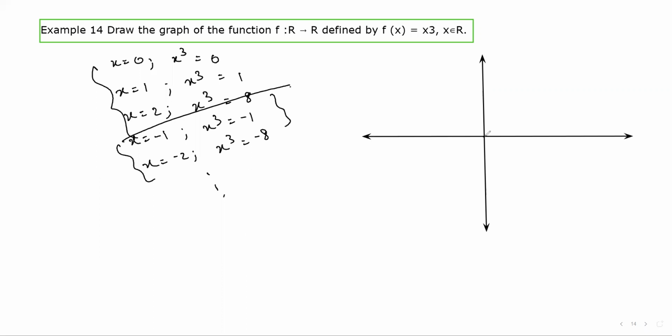Here, the value of x is increasing sharply, and here it is decreasing sharply. This is the form of curve that you get.